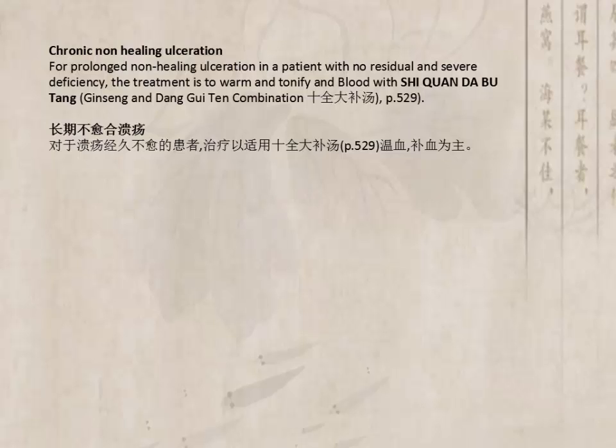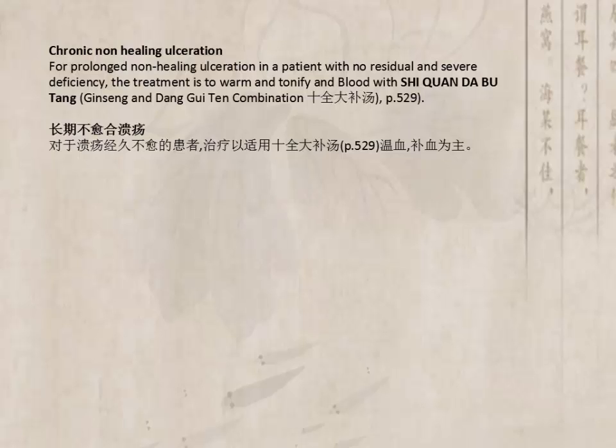If we have rupture, and then it turns into an ulcer that can't heal, we just have maybe chronic buildup of pus, and it's not healing. There's not enough qi and blood. Shi Quan Da Bu Wan is just a big qi and blood tonic formula. So we're just tonifying qi and blood.